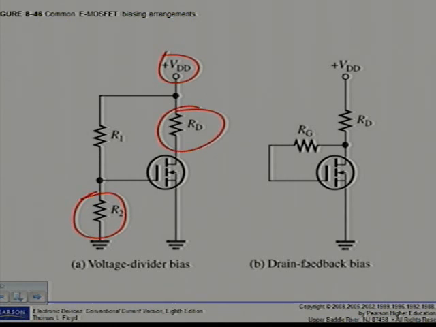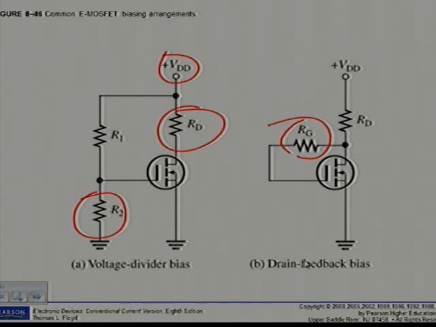So in the drain feedback circuit in figure 8.46b, there is a negligible gate current and therefore no voltage drop across RG. This, of course, makes VGS equal to VDS. But let's have a look at the examples here at the bottom of the page.